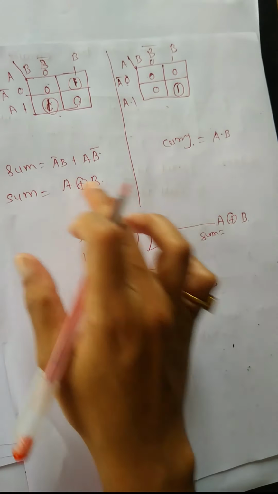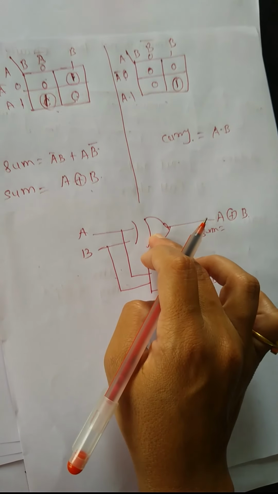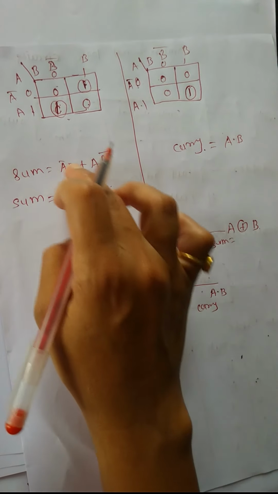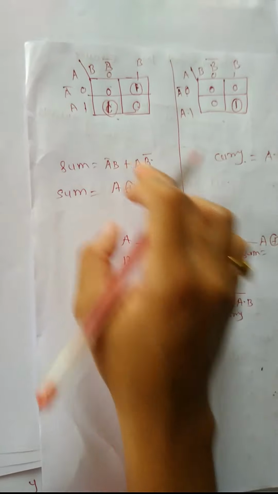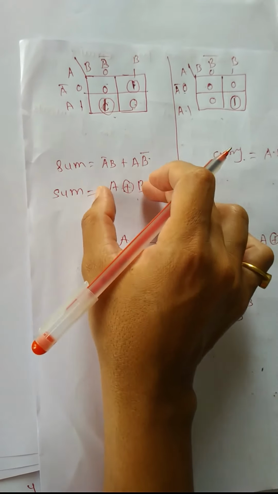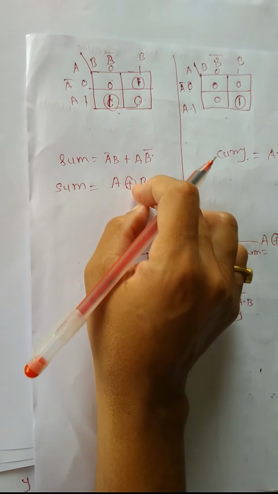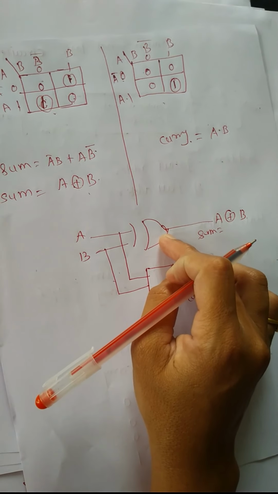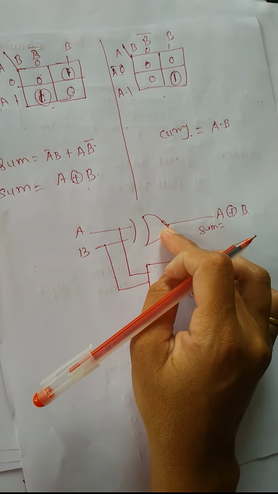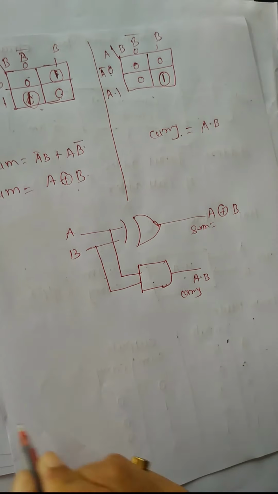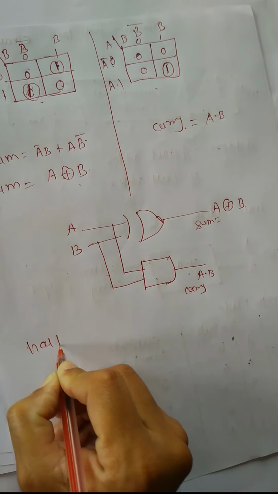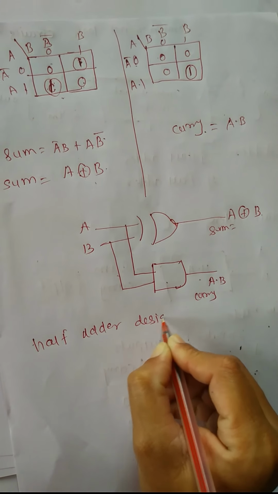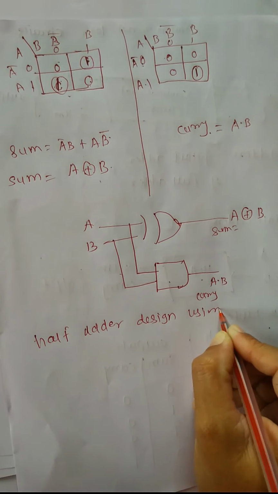Here we reduce the gates directly using the XOR gate. We write the equation as A XOR B because the number of gates is reduced. For this equation a gate is available, that is A XOR B. From this circuit, this is the half adder design using basic gates.